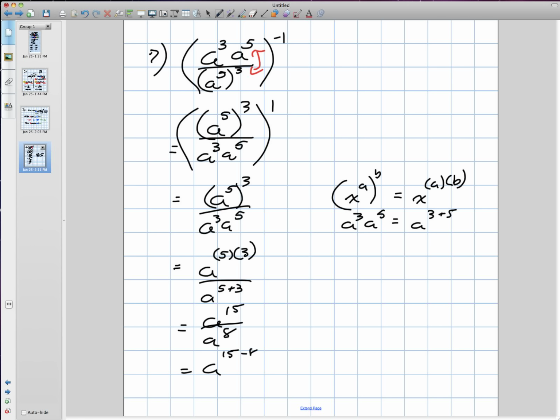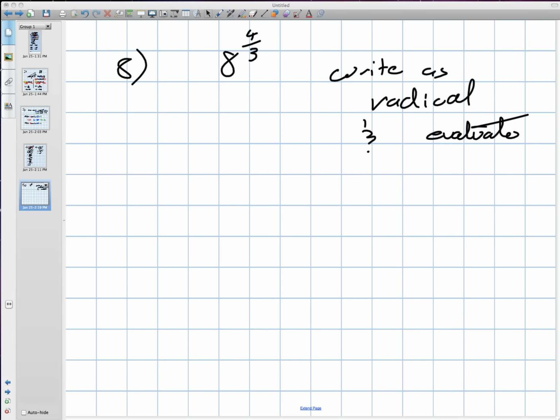When we're dividing, what do we do? Subtract. 15 subtract 8 is 7. Yes. Okay, we're going to evaluate this.